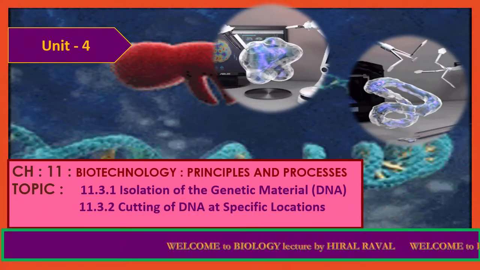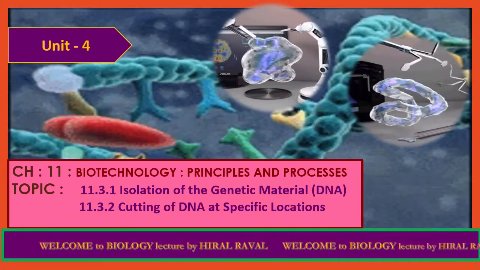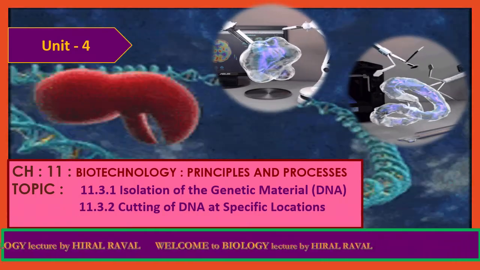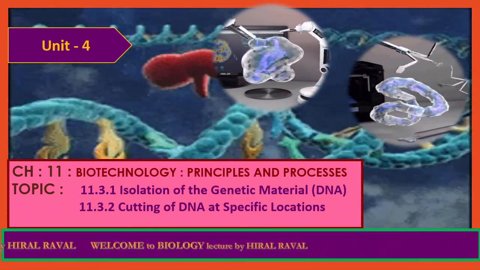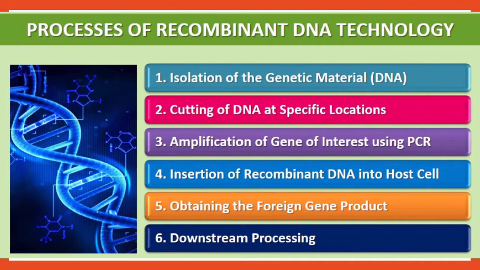Hello students, today we are going to discuss two major topics: isolation of the genetic material, and cutting of DNA at specific locations. The processes of recombinant DNA technology include these 6 steps. The first step is the isolation of the genetic material, that is the DNA content. Second is the cutting of DNA at specific locations.